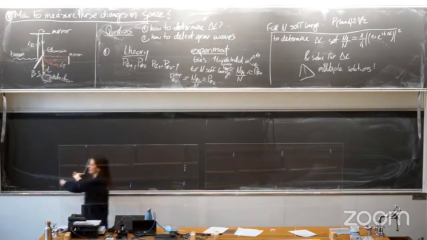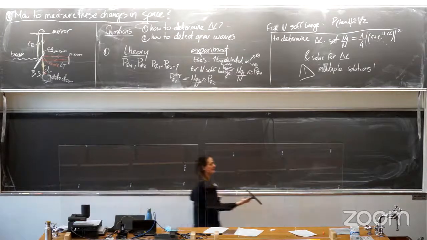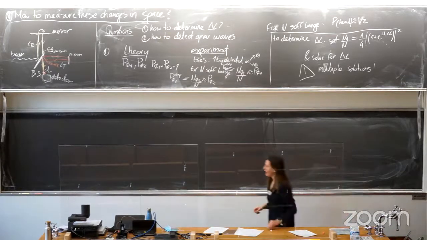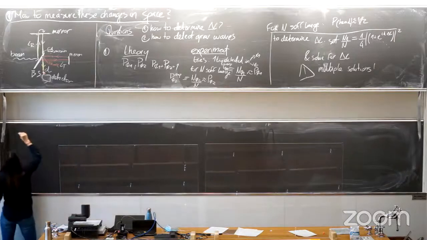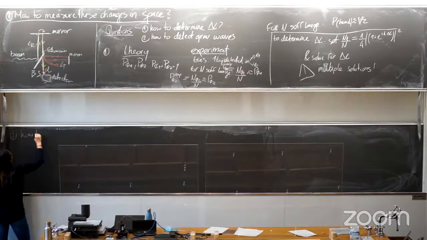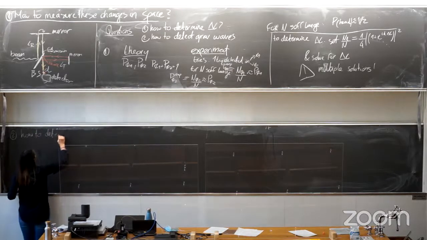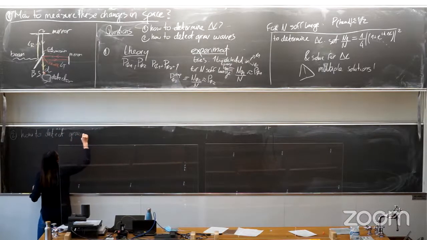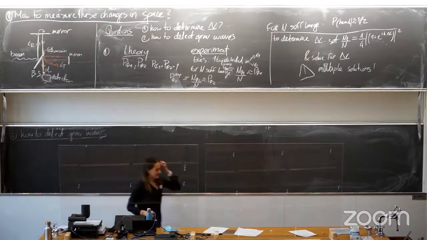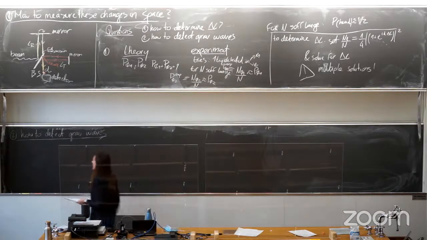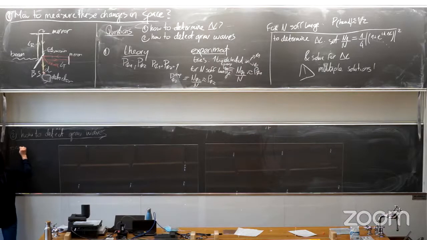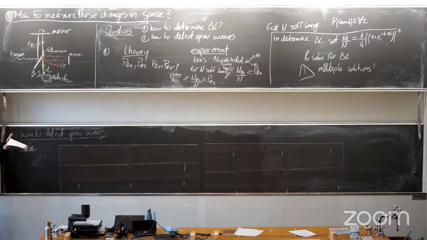So now we go back to the even more exciting part of this exercise class, which is question 2. How to detect gravitational waves? The principle is: what is the problem of these gravitational waves? Why do we design this complicated experiment and everything? They are very small.